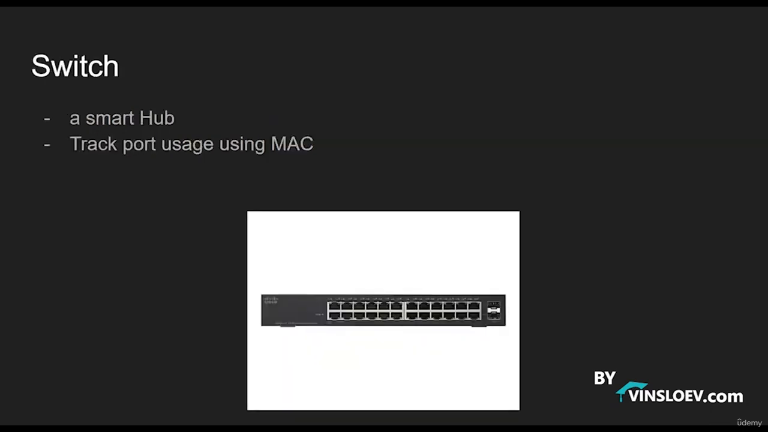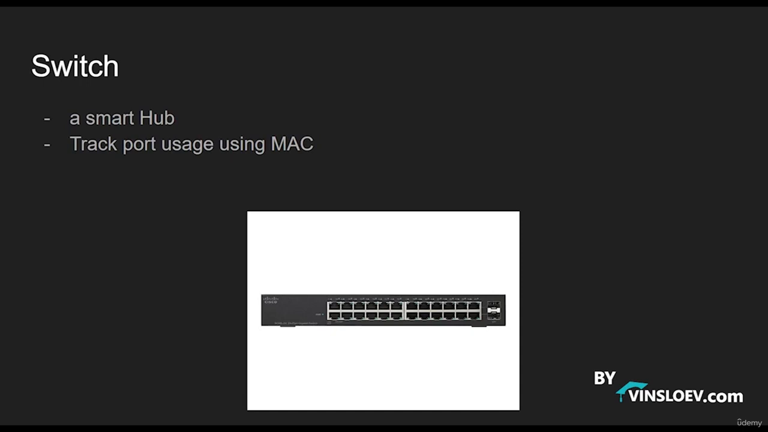Then we have a switch. This is typically called a smart hub because it does a bit more than a hub. This one keeps track of the different computers and devices connected to it. It does so by keeping a table of the MAC addresses. We have discussed MAC addresses in previous sections, and this is layer 2 in the OSI model.